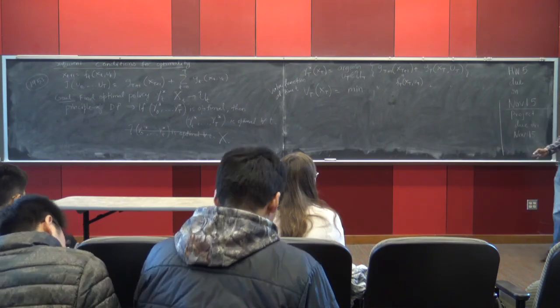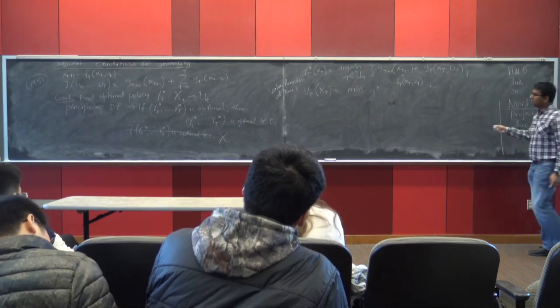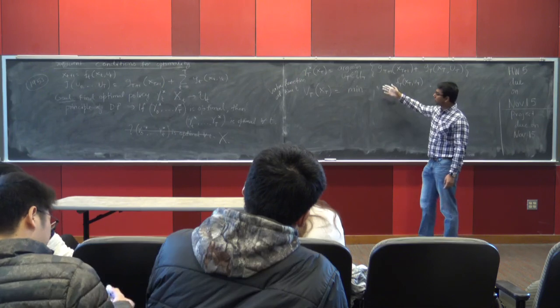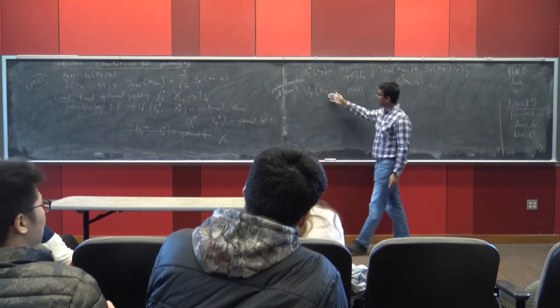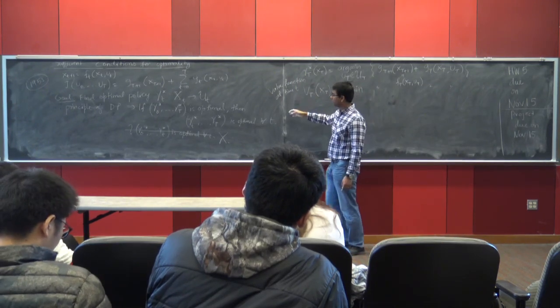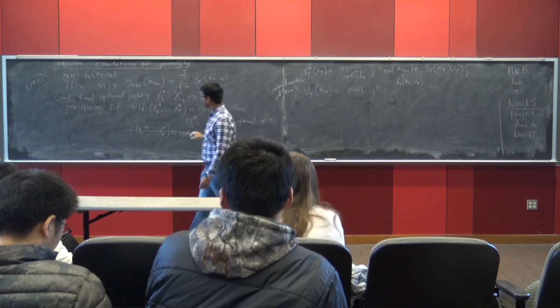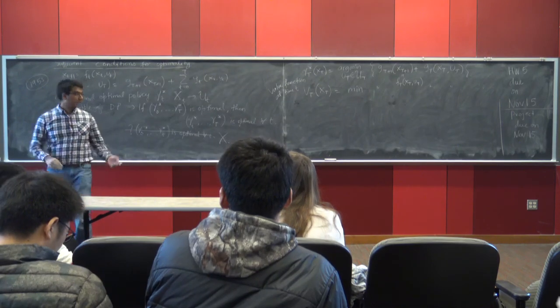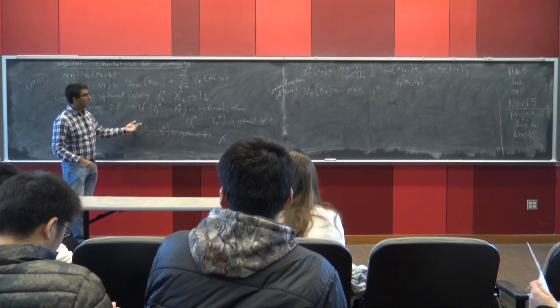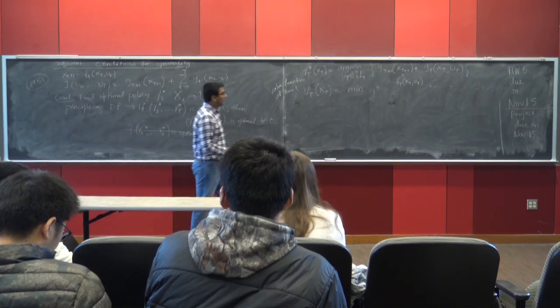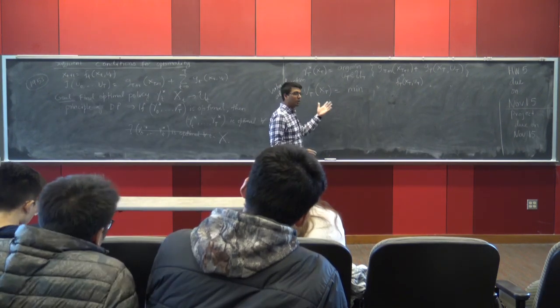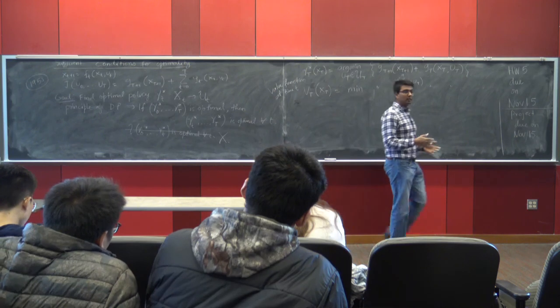Now I don't have the time. So in the next class, I'll talk about how you compute the optimal policy at time capital T minus 1, capital T minus 2, all the way up to gamma 0, using this principle of dynamic programming. And then we'll talk about neural networks or deep learning for a little bit.